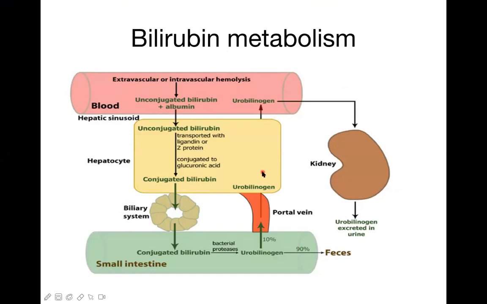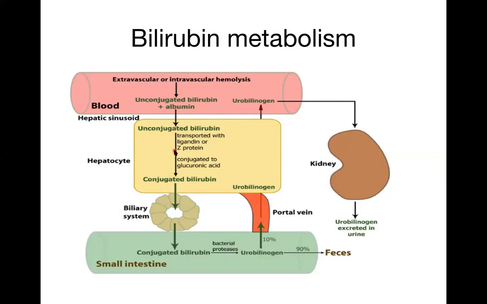Now can you tell me which enzyme is that which conjugates the bilirubin? Anyone? Very good. This is glucuronide transferase, or UDP glucuronide transferase. Excellent. You can unmute yourself now.